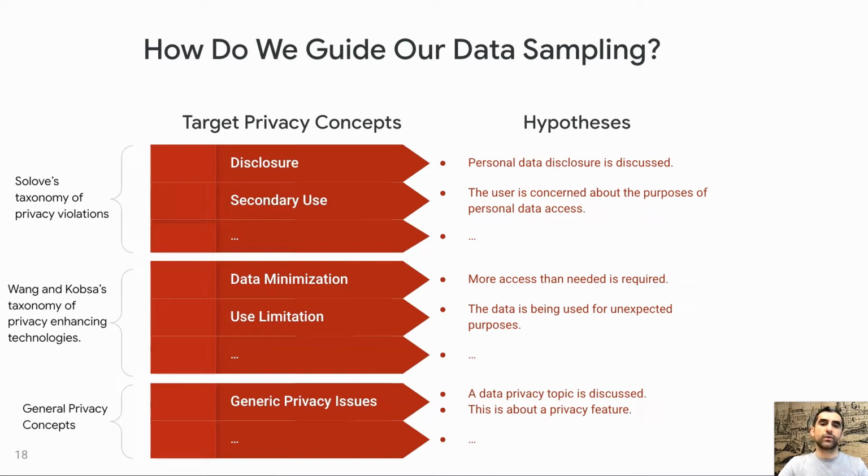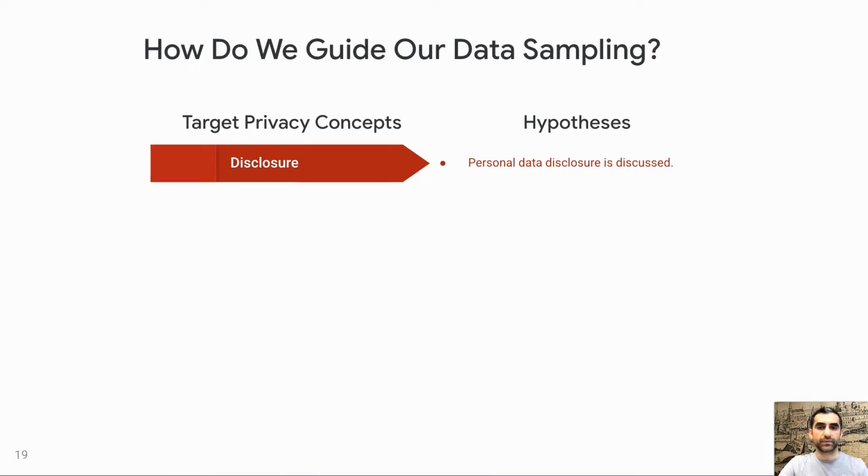Next, we came up with one or more hypotheses for each concept. The goal is not to be comprehensive, but to ensure that we have examples of each concept when we label data. For instance, for the concept use limitation, one hypothesis would be the data is being used for unexpected purposes.